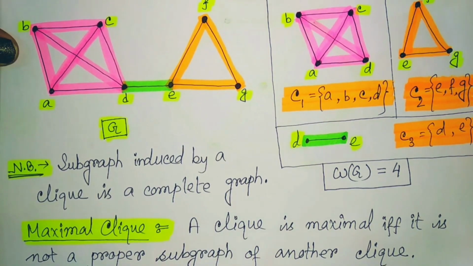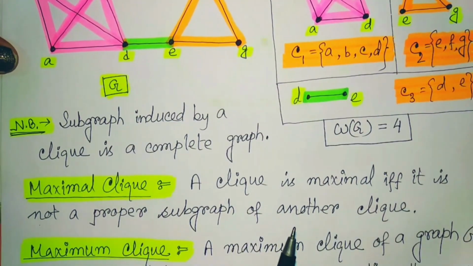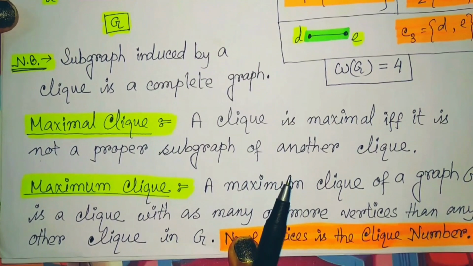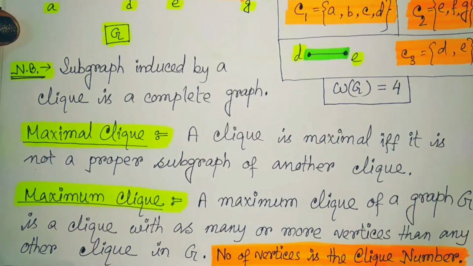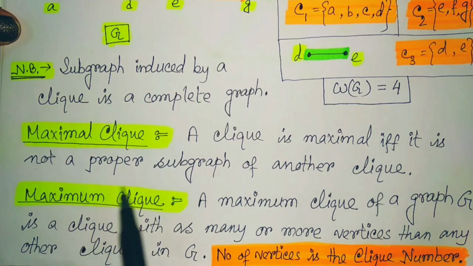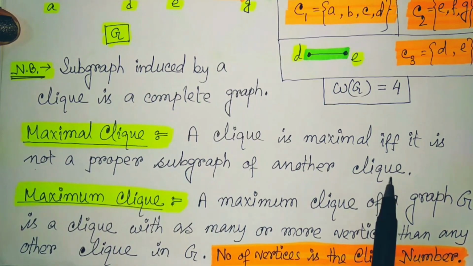Now, from here we have two types of clique. One is the maximum clique, another one is the maximal clique. So what are the maximum and the maximal clique, and what is the difference between these two? First of all, the maximal clique. A clique is maximal if and only if it is not a proper subgraph of another clique.